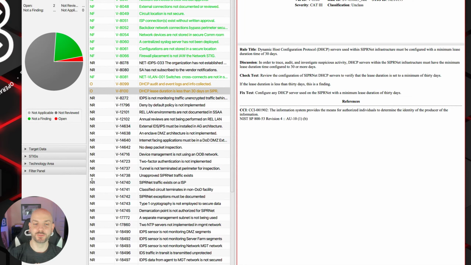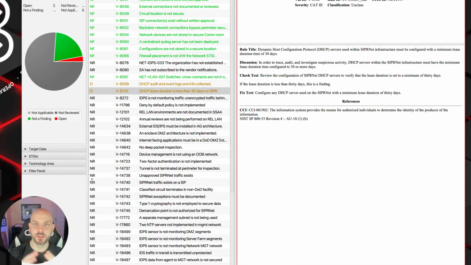DHCP snooping is really important. Having IP helper commands within the particular VLANs that you're using for DHCP is really important as well. I think we covered that in the DHCP Network Plus Practical Lab video that we did. That IP helper command pretty much helps point broadcast traffic within a VLAN to a different IP address that sits on a different subnet.